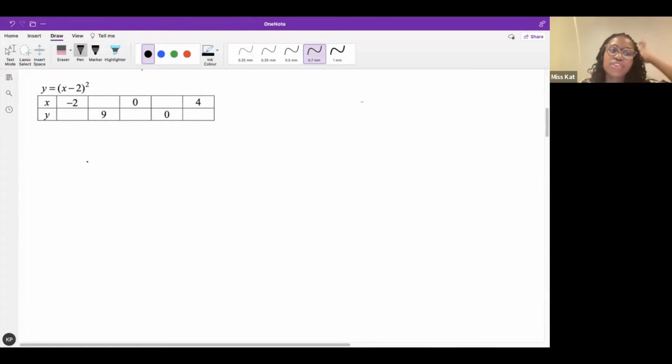Okay, I have a question for you guys. Is this graph a linear graph? Is this a linear graph? Abu said yes. Are you sure it is a straight line? Abu, what does a square do? What does a square do?